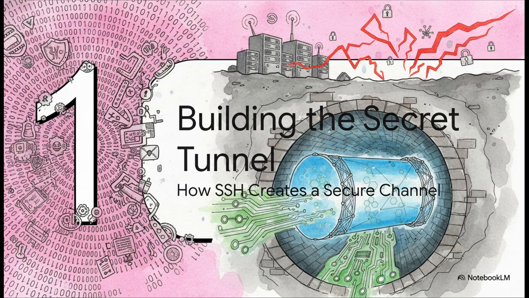So how in the world does it actually do this? This is where the magic really begins. The very first, most critical step is building what I like to call a secret tunnel. Before you even get a chance to type a password, before anything else happens, SSH has to carve out a secure encrypted channel right through the middle of that insecure public network. This little bit of cryptographic wizardry is what makes everything else possible.